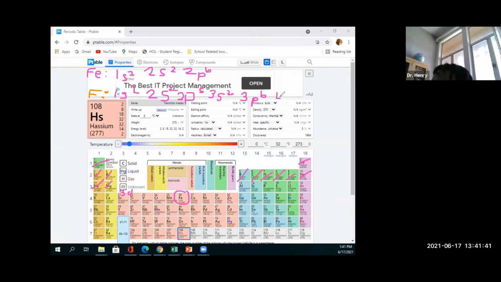4s. 4s what? No, because S only holds how many? 2. Okay, so it's 4s2. So that's 1, 2. And then we go to 3d, because that's the d orbital in the middle, right? So it's 3d what? 3d6.